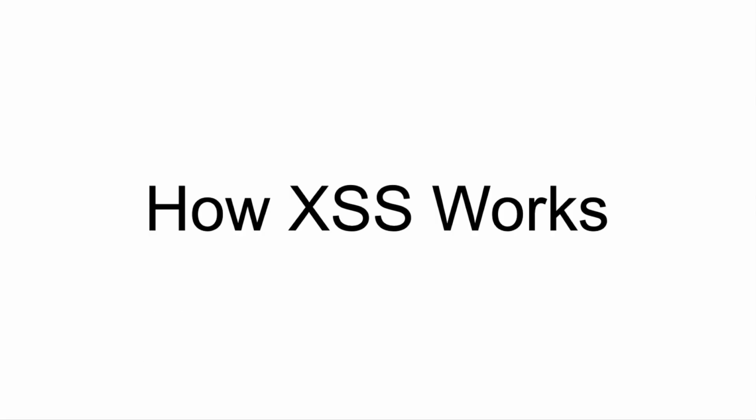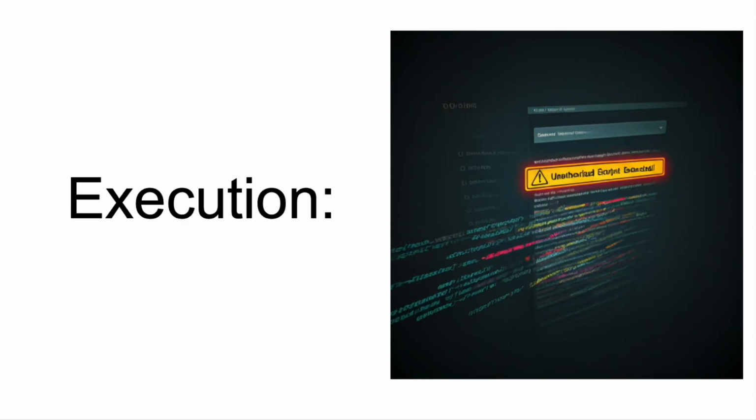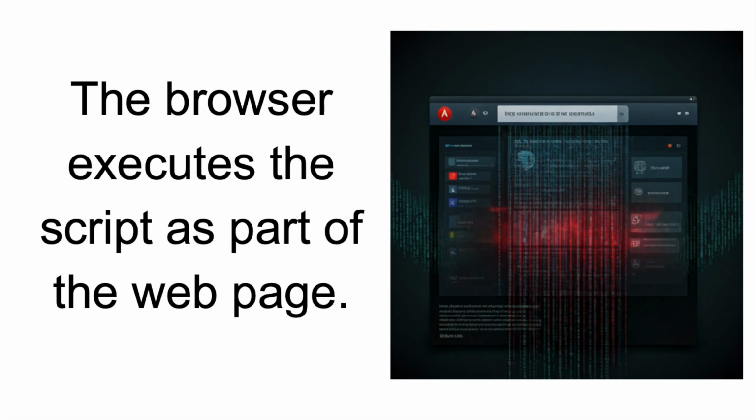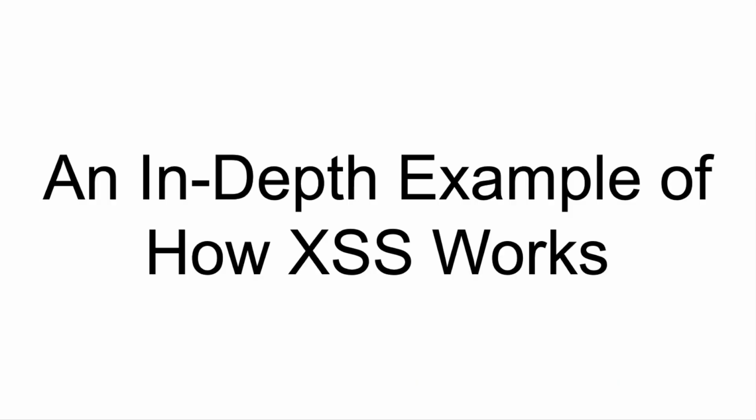How cross-site scripting works: injection. The attacker inserts malicious scripts into input fields, URLs, or other unvalidated data sources. Execution. The browser executes the script as part of the web page. Result. The attacker gains access to sensitive data or manipulates the application on the victim's behalf. An in-depth example of how cross-site scripting works.